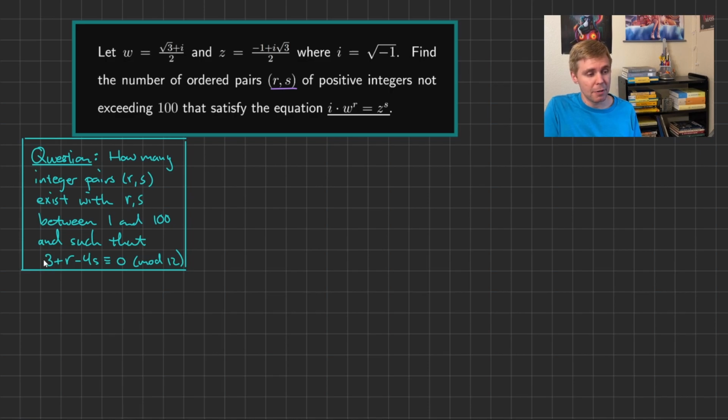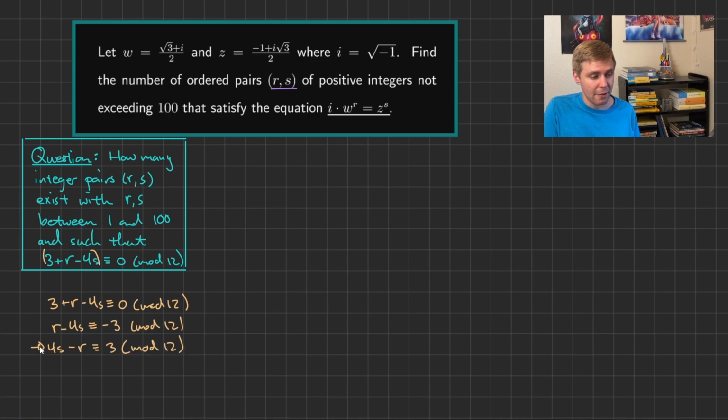And throughout the rest of this, I'm going to use this notation from modular arithmetic. I read this as 3 plus r minus 4s is congruent to 0 mod 12. That just means that if you take this and divide it by 12, you get a remainder of 0. So that means that this thing is a multiple of 12. Okay, so this expression though, 3 plus r minus 4s is congruent to 0 mod 12. By subtracting 3 on both sides, we can see that this is true whenever r minus 4s is congruent to negative 3 mod 12. And then by multiplying by negative 1 on both sides, we get that this is true whenever 4s minus r is congruent to 3 mod 12.